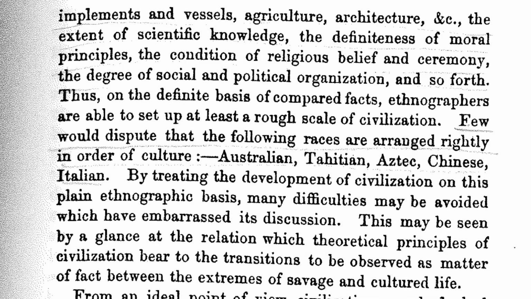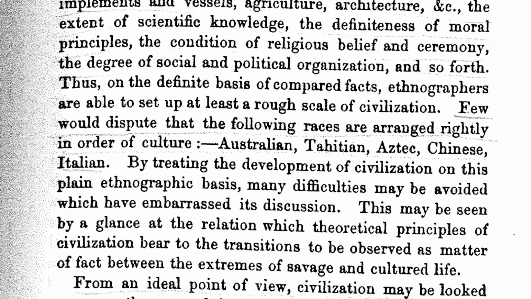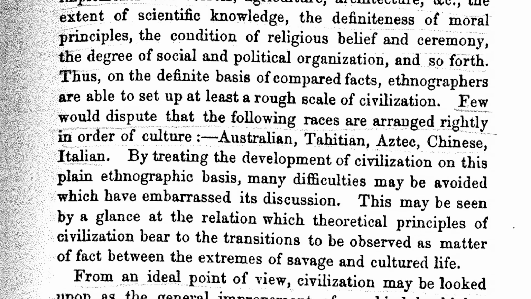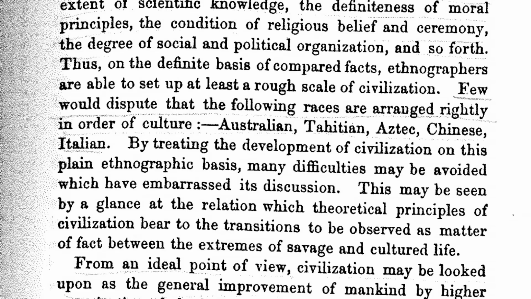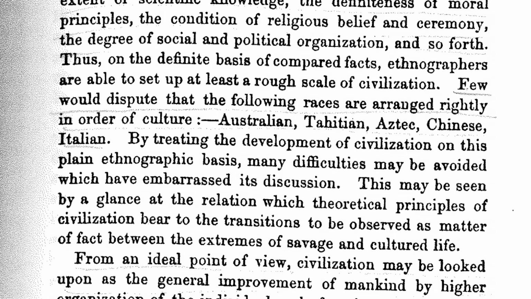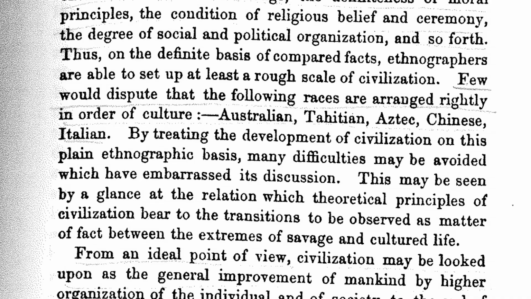Thus, on the definite basis of compared facts, ethnographers are able to set up at least a rough scale of civilization. Few would dispute that the following races are arranged rightly in order of culture: Australian, Tahitian, Aztec, Chinese, Italian. These ideas support Western dominance, support colonial occupation, as well as other forms of subjugation and exploitation.